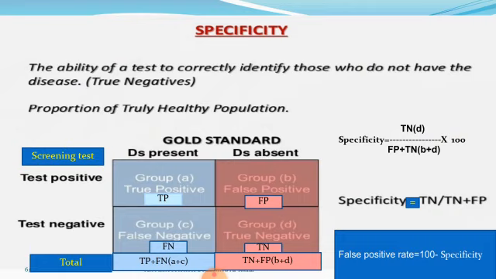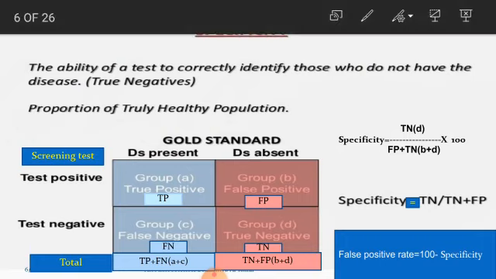And according to the table, we can see that the specificity equals the true negative, which is denoted in the table as D, and it is divided by the total negative.